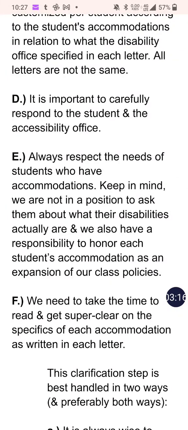Always respect the students who have accommodations. We are not in a position to ask them what their disabilities actually are. We also have a responsibility to honor each student's accommodation as an expansion of our class policies. So remember that you are working in relation to what the student needs in terms of accommodations, as that is also in relation to your class policies. So there needs to be some flex there.